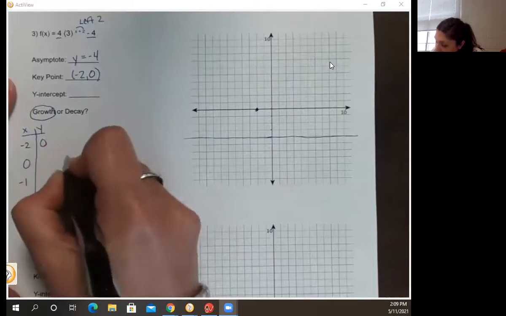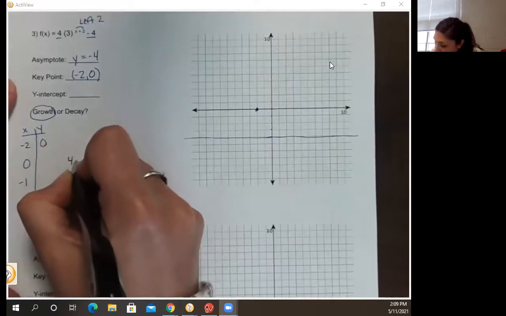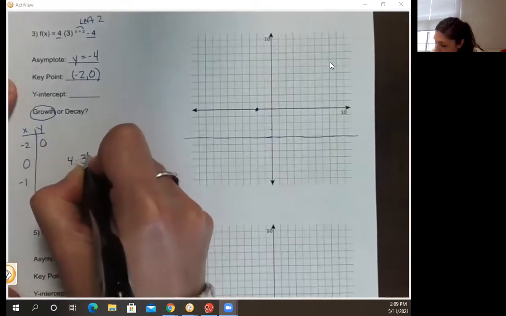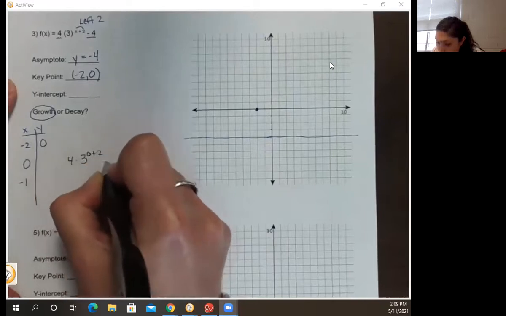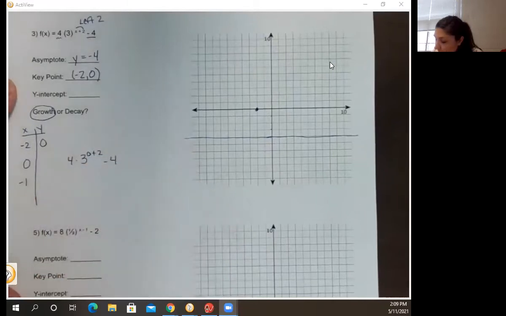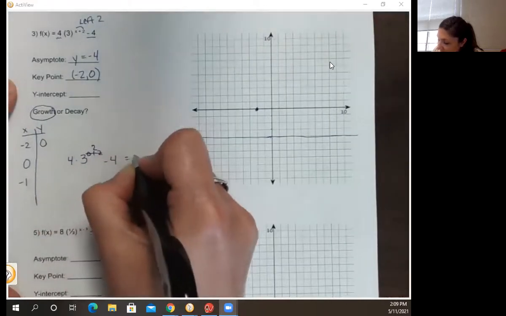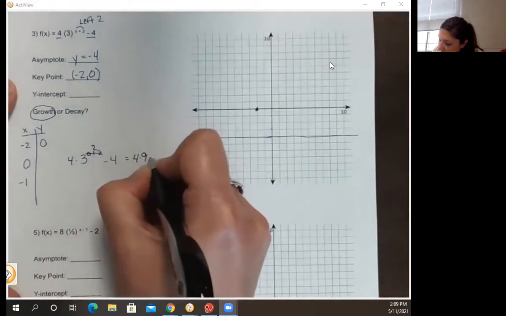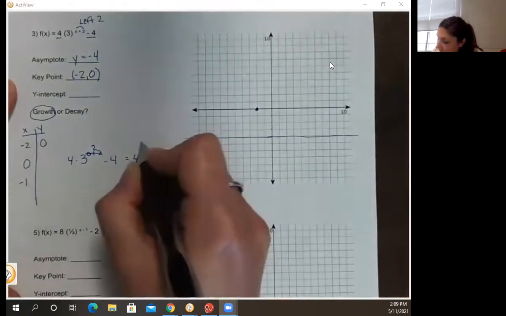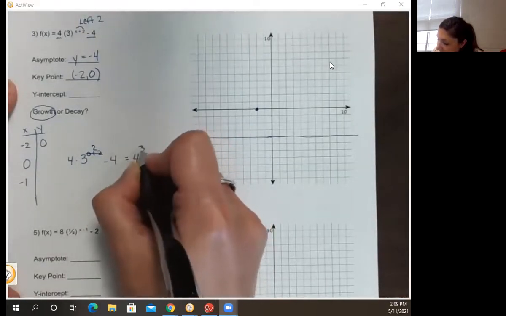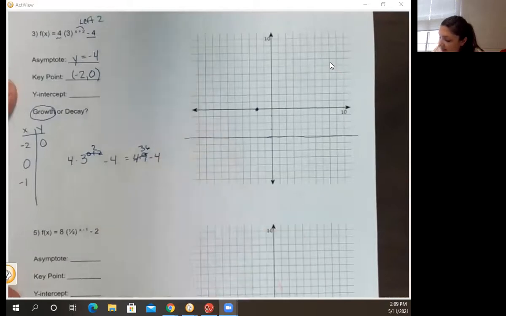So if we plug in 0 for x, I would have 4 times 3 to the 0 plus 2 minus 4. 0 plus 2 is 2. 3 squared is 9. So I have 4 times 9 minus 4. 4 times 9 is 36. 36 minus 4 is 32.